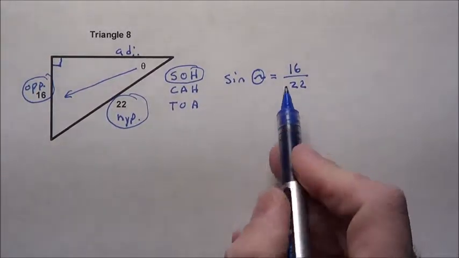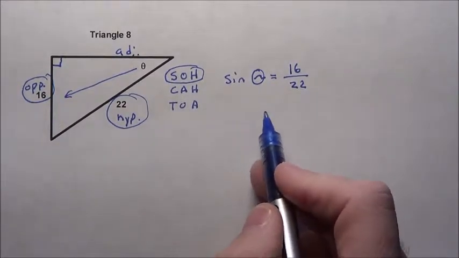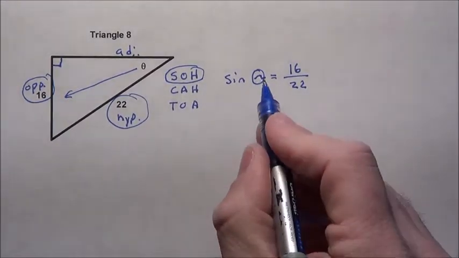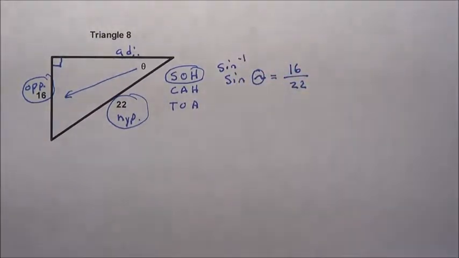16 over 22, we could divide it, get a decimal, and then keep playing around, try sine of 15, see if it works, then maybe go lower or higher. No need to do that though. How do we undo the word sine? We undo it by taking the inverse sine.